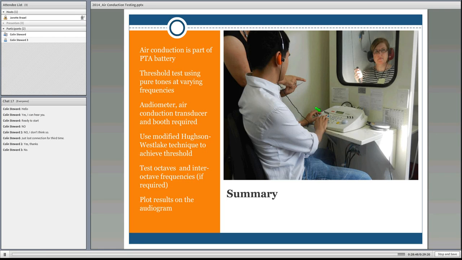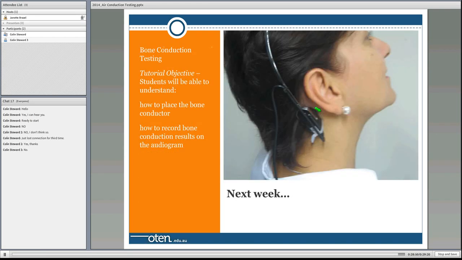Okay, all fairly straightforward. So next week, as I said, Monica's going to talk about bone conduction testing, so you'll learn all about this little implement here and what it's doing. Importantly, we'll look at things like how to place the bone conductor, which is very important to getting correct results, and how to record the bone conduction results on the audiogram. And next week, as I said, Monica's doing it, but we will be starting an hour later. It will be starting at 7 p.m.